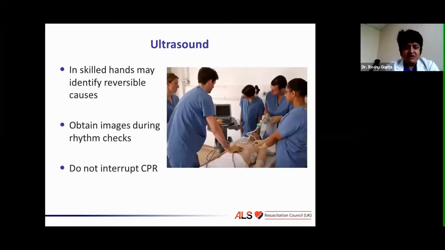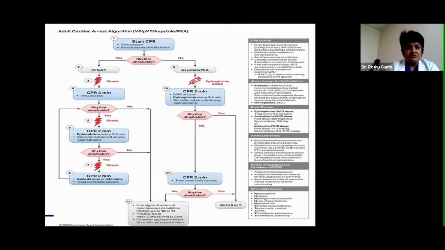Ultrasound has been proven to be very, very helpful in this scenario to identify the reversible causes. Also, it is very, very important to decide whether it is important to continue with CPR or not. You can obtain the images during the rhythm checks. That would help us, so that we do not have to interrupt the CPR in between.